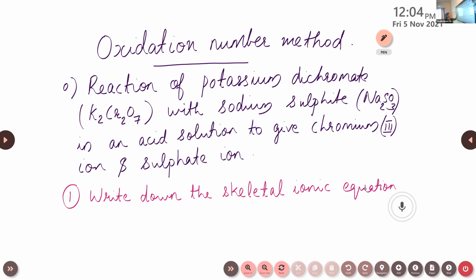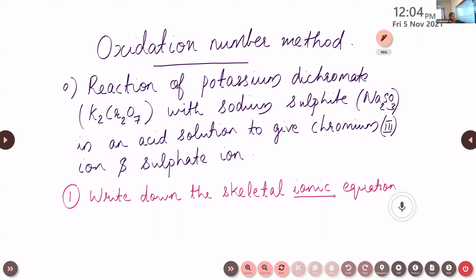Here the question is given in the form of a sentence or statement, right? Reaction of potassium dichromate with sodium sulfate in an acid solution to give chromium ion and sulfate ion. So first we have to convert the statement into the form of an ionic equation. We know how to write the chemical equation, right? K2Cr2O7 plus Na2SO3 gives chromium, Cr3 plus and SO4 2 minus. That is the chemical equation. Here it is ionic equation. So all the constituents should be represented in the form of ions. Clear?